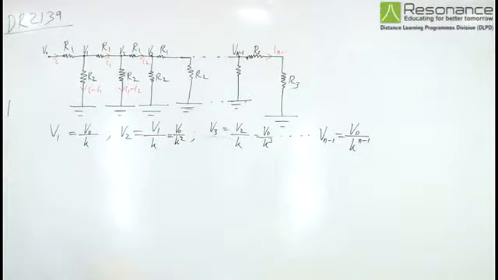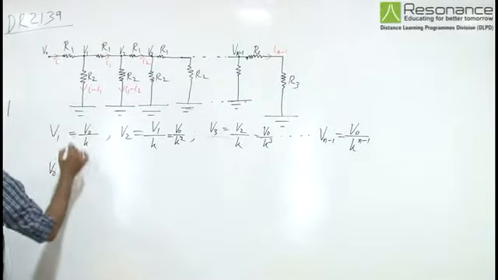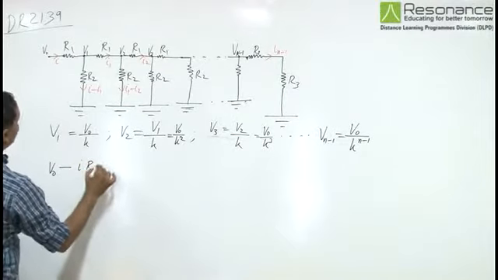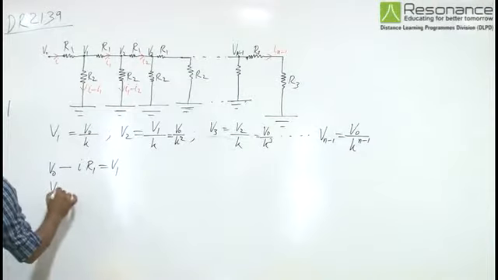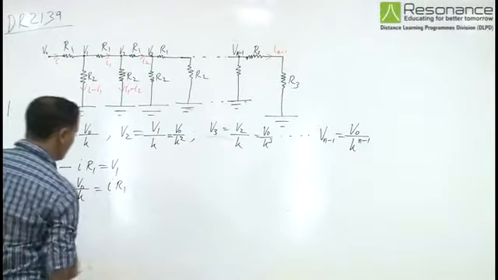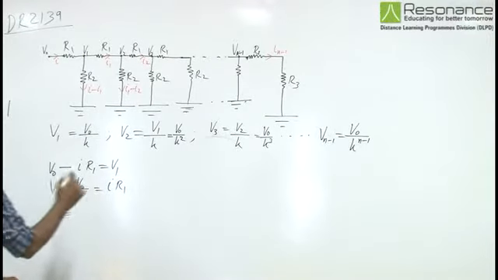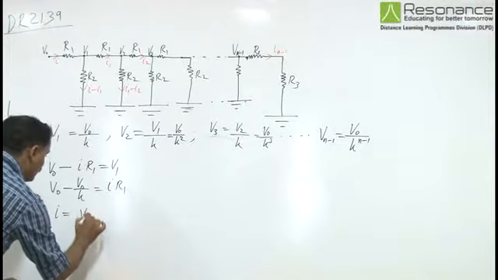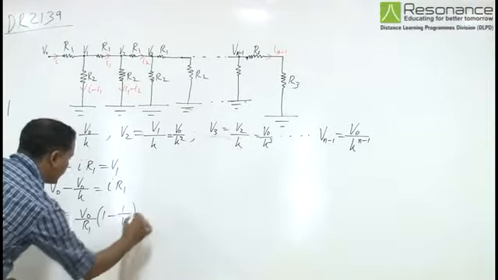Now if we apply Kirchhoff's law in these elements, we can write V0 minus IR1 is equal to V1, or we can write V0 minus V0 by K is equal to IR1, or current I is equal to V0 by R1 into 1 minus 1 by K.